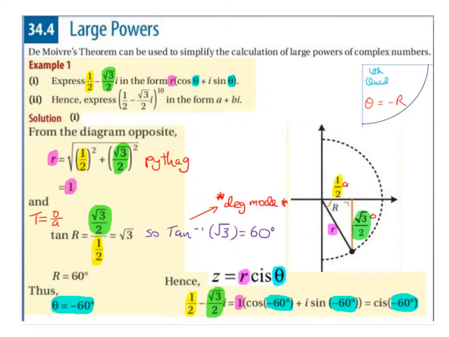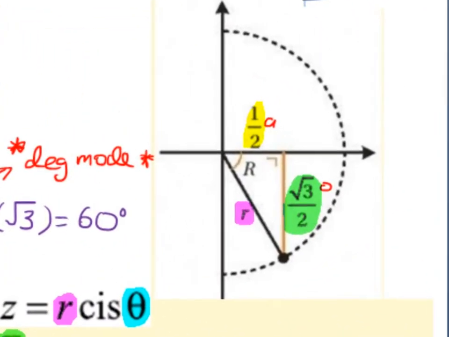Next, we join the origin to our complex number, and what we're doing is forming the radius of the circle. Then we drop a perpendicular from the real axis straight down to the complex number, forming a right angle triangle, where r, the radius of the circle, is now the hypotenuse of the triangle. We label the angle as the reference angle. The adjacent to the angle will be 1/2, and the opposite to the angle will be root 3 over 2.